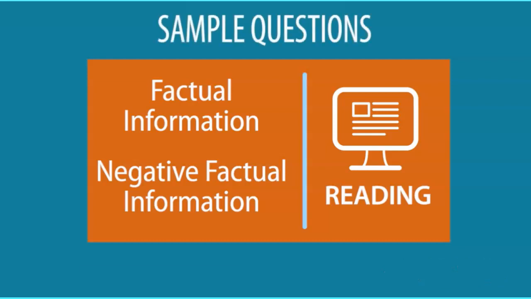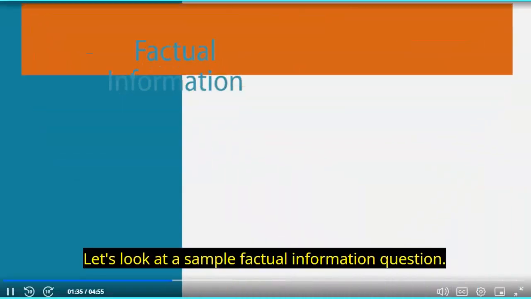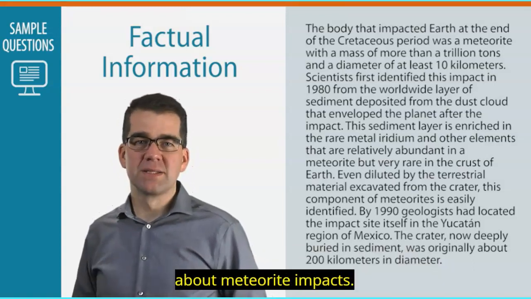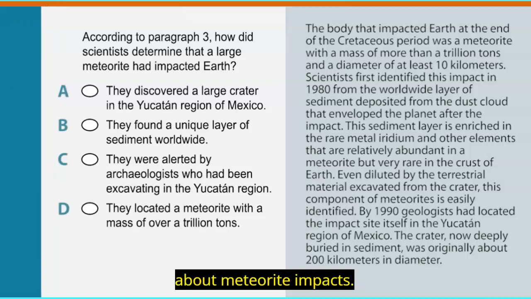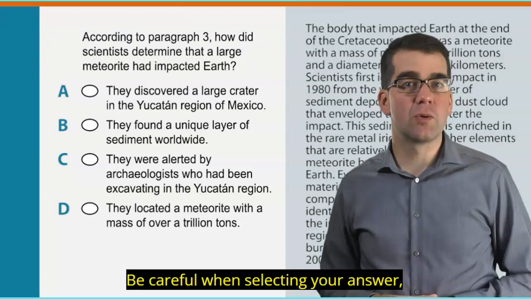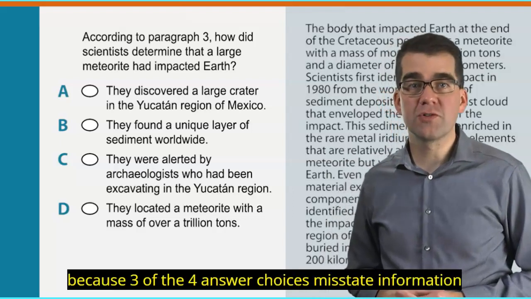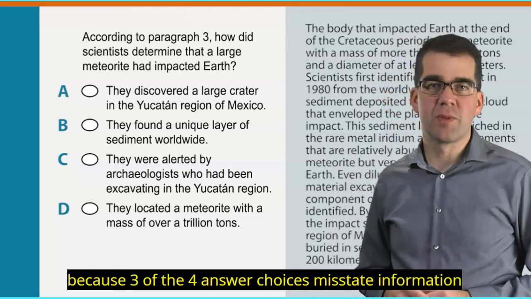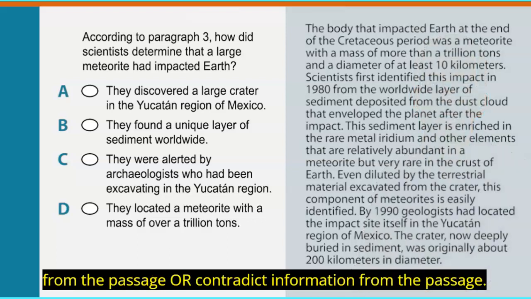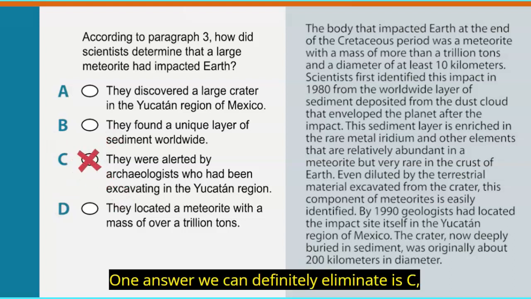Let's look at a sample factual information question. First, here's an excerpt from a reading passage about meteorite impacts. And here's the question. Be careful when selecting your answer, because 3 of the 4 answer choices misstate information from the passage or contradict information from the passage. One answer we can definitely eliminate is C, because there is no mention in this paragraph of archaeologists working in the Yucatan region.